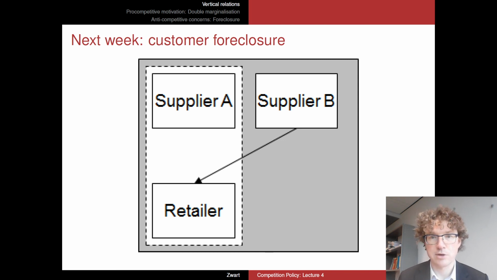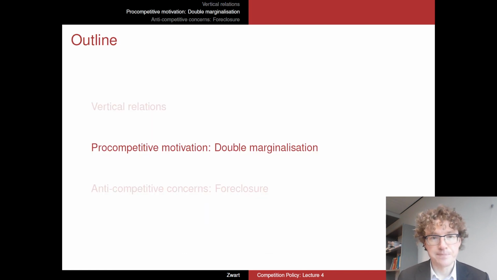Customer foreclosure means that, again, supplier A and the retailer might have a special contract, for instance an exclusive contract, or again they might have merged into a single firm, and they might actually block access to the market for supplier B. So they will also have an agreement not to supply the goods that are produced by B to end users through their shops. And that might be a case of customer foreclosure. So that's the other side of this. That's the issue that we'll be looking at, foreclosure.